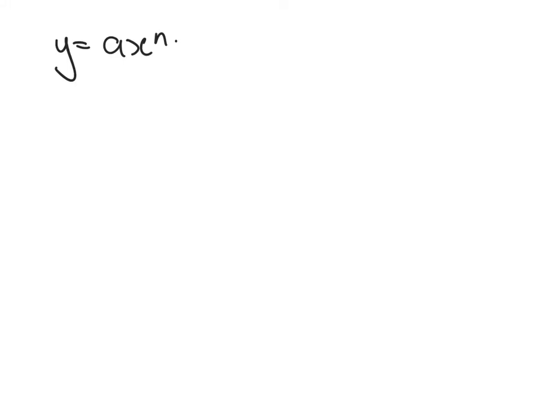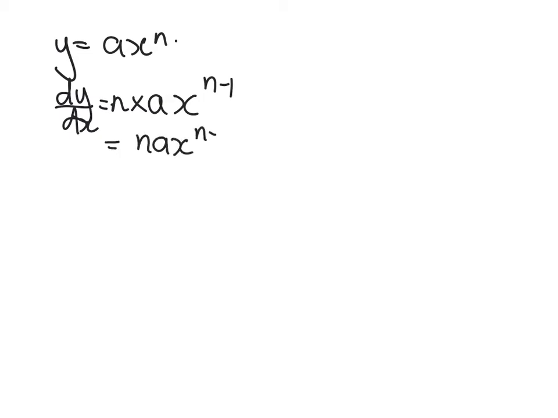Okay, it's given that y equals ax to the power of n. Let's start with differentiating. dy over dx is the power multiplied by the coefficient, so n times a, and then x to the power of n minus 1. So whatever the degree of the power is, you minus 1. This will leave us with dy/dx equals nax^(n-1).